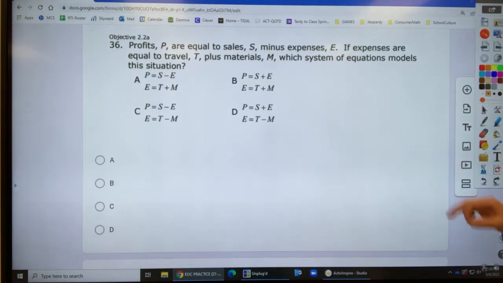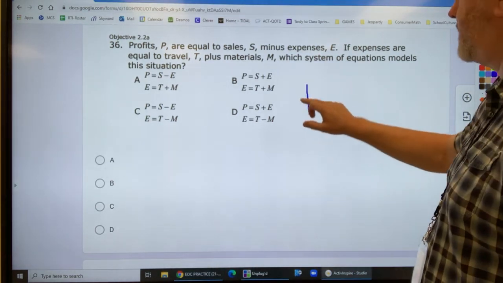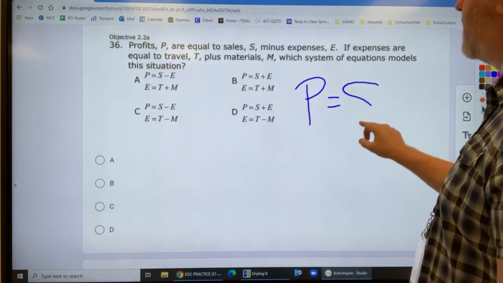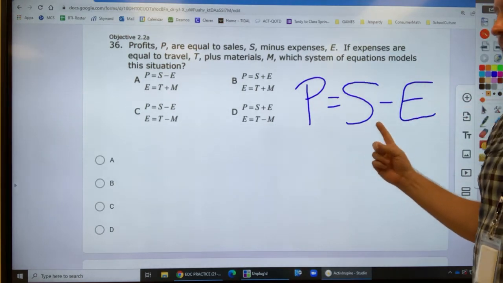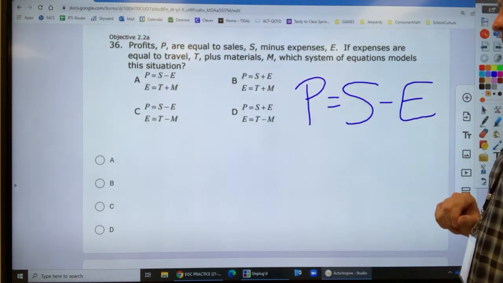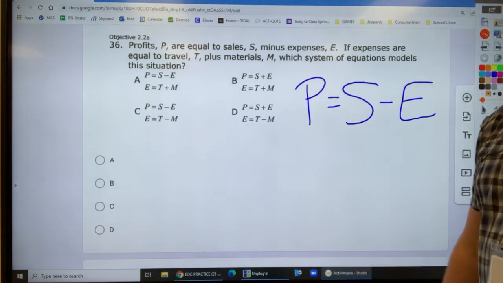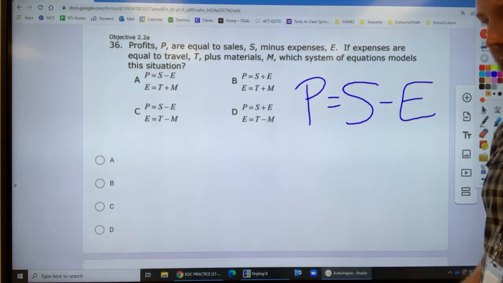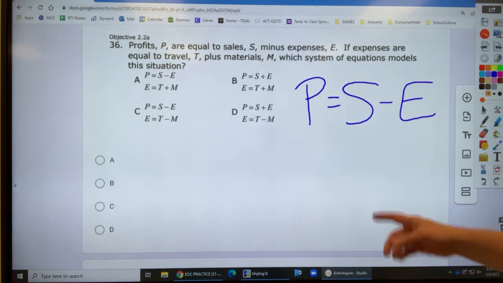Number 36, profits are equal to sales minus expenses E. Well, that makes sense. If you're in a business, sales minus expenses. You bring in $20,000 a month, your expenses are $12,000 a month, your profit was $8,000 that month. That makes sense. Business really is ultimately just adding and subtracting, although of course you can make it a lot more complicated than that.